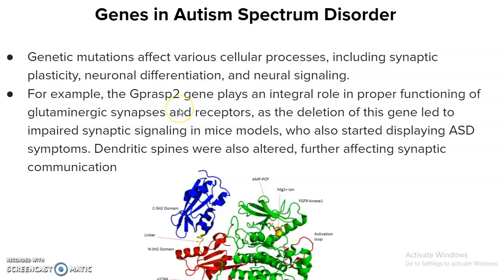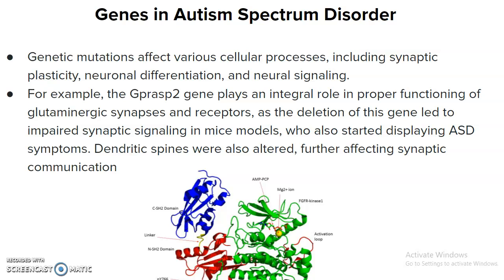One example of this is the GRASP2 gene, which plays an important role in the functioning of glutamatergic synapses and receptors. This is one kind of synapse, and the deletion of the GRASP2 gene causes impaired synaptic signaling in mice models. This impaired synaptic signaling caused the mice to develop symptoms of autism. Basically this meant that the neurons couldn't communicate well with each other, and that resulted in autistic behavior.